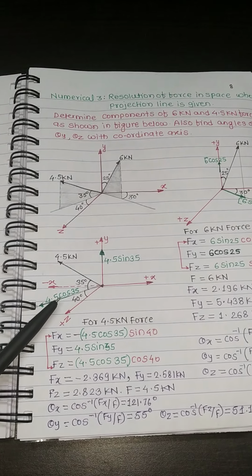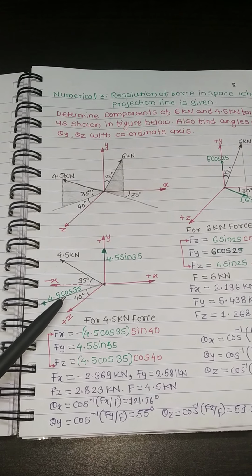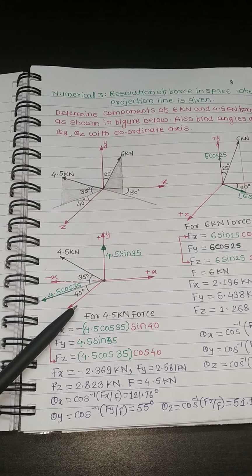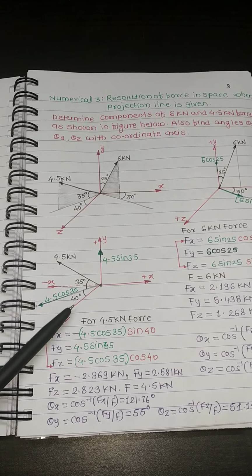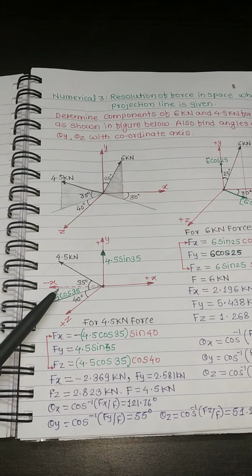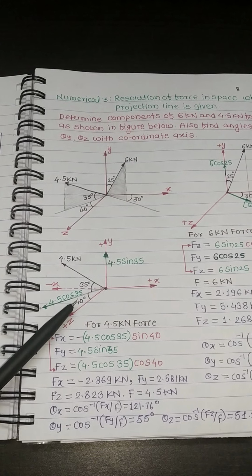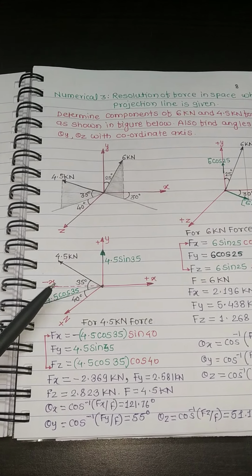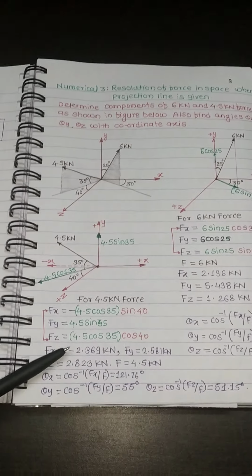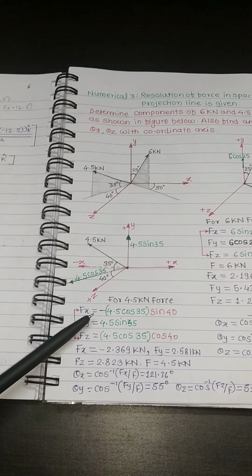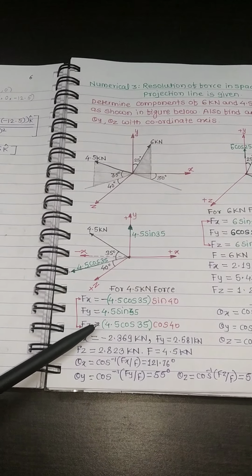So this force 4.5 cos 35 has made an angle with which axis? With z. So along z, which component will it be? 4.5 cos 35 into cos 40, and along negative x, which component will it be? 4.5 cos 35 into sin 40. So in this case the components are expressed for the 4.5 kilonewton force: fx, fy and fz.